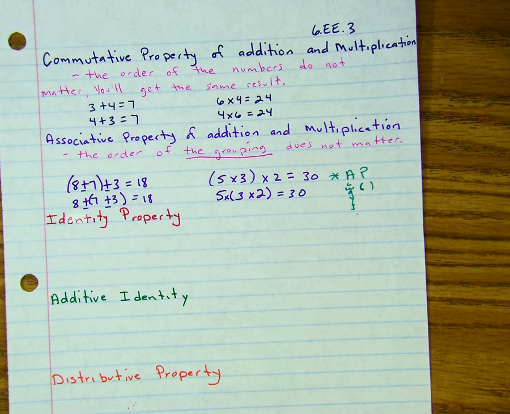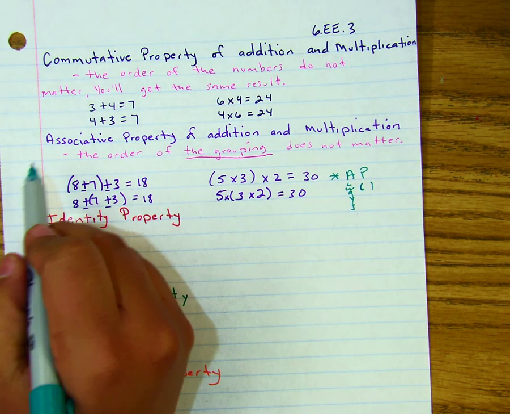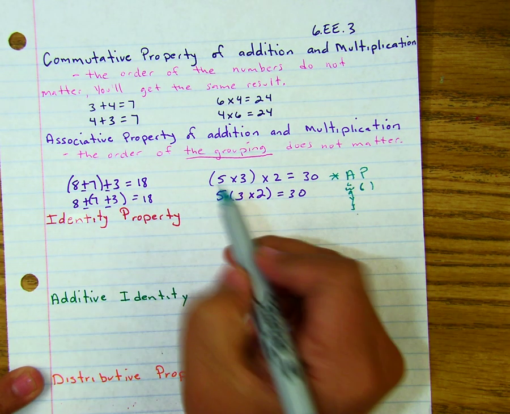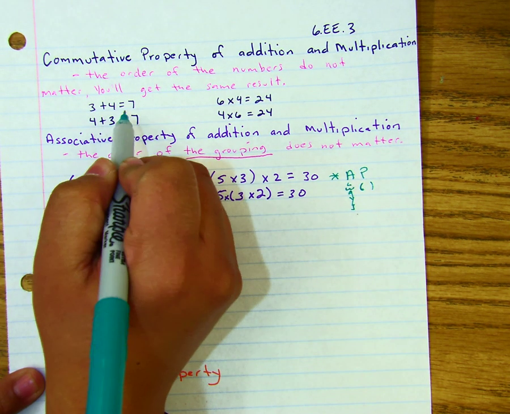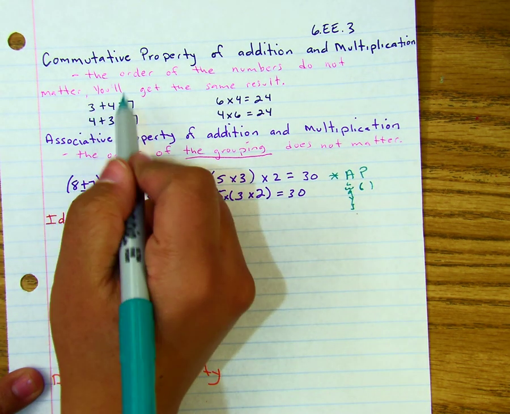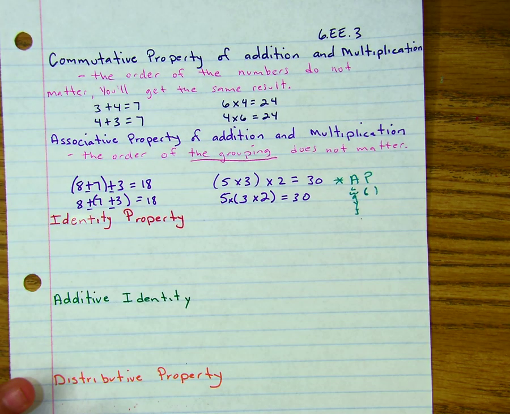Whenever you see parentheses, you need to automatically say that associative property is an option, but you do need to pay attention. What is moving? Is it going to be your grouping or is it going to be your numbers? Because if you're grouping, then it's your associative property. If it's just your numbers, it's your commutative property, okay?